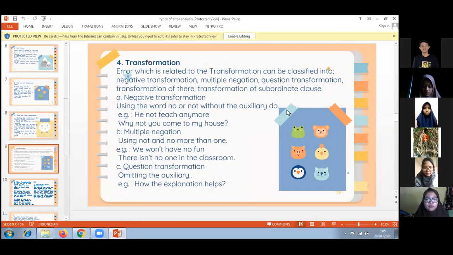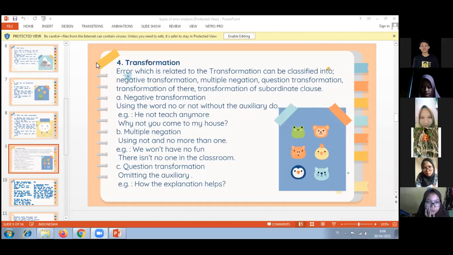So next is delivered by Finny. Time is yours. Okay, thank you, Oni. Next material about transformation. Errors related to transformation can be classified into negative transformation, multi-negation, question transformation, transformation of there, and transformation of subordinate clause. A. Negative transformation, using the word no or not without the auxiliary do. For example, he not teach anymore. Why not you come to my house?